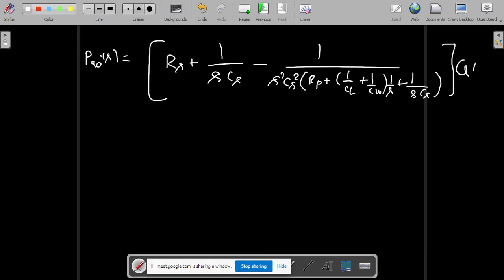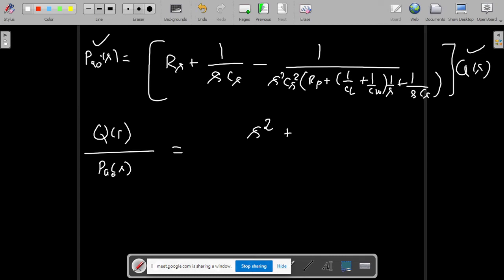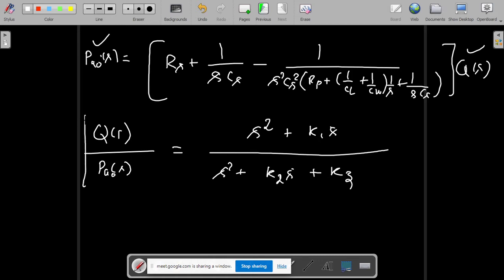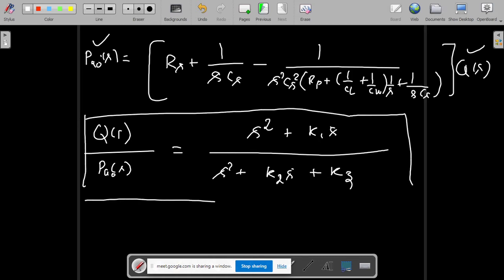Okay, this goes into Q(s). This is our input, this is our output. So we require Q(s) by PAO(s). We'll get an equation like, if you reduce this, something like (s² + K1·s) / (s² + K2·s + K3). This is your output. So you'll get an output like this.